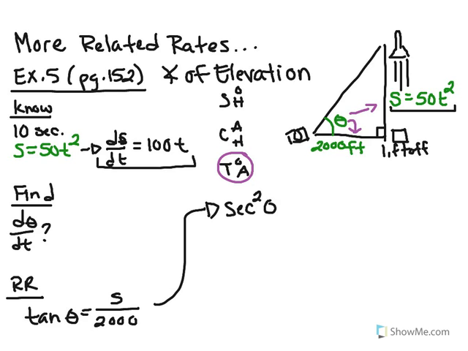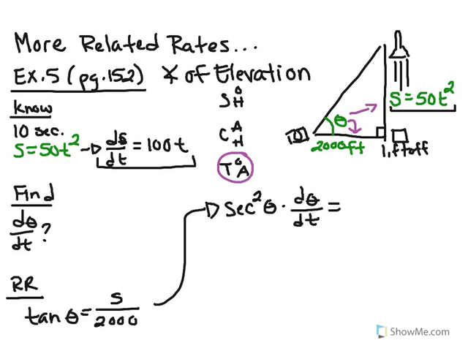So secant squared theta, and I need to add a d theta dt. And so far, so good. I know what d theta is, this is what I'm trying to find, and I can solve for any unknown theta by using inverse. So far we're good.